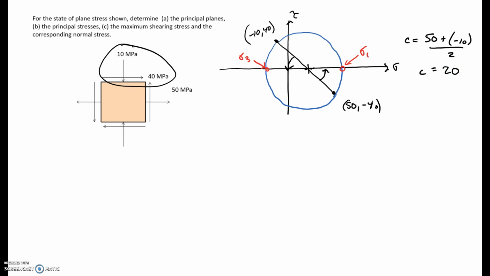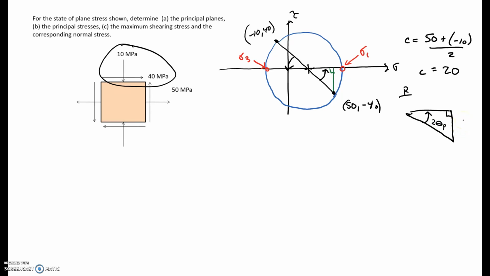In order to find the radius, let's take a look at the triangle formed either on the right or the left hand side. I'll look at the one on the right hand side. If I take the coordinate 50, negative 40, I project a vertical line up, then I have a little triangle. It's going to look something like this. This counterclockwise angle is 2 theta p to the principal planes.